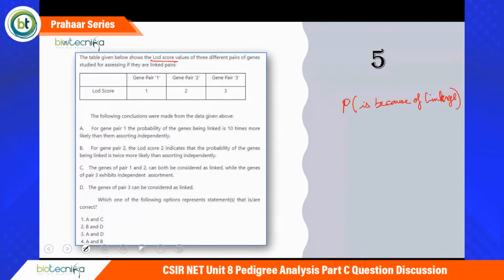Okay, and we find out the ratio of it. So the probability that the inheritance pattern is because of linkage, and what will be the denominator is the probability that the inheritance pattern is due to independent assortment. The ratio of these two probabilities, and log to the base 10 of that ratio, is what is called the LOD score. This LOD score is represented as Z and it stands for logarithm of odds.